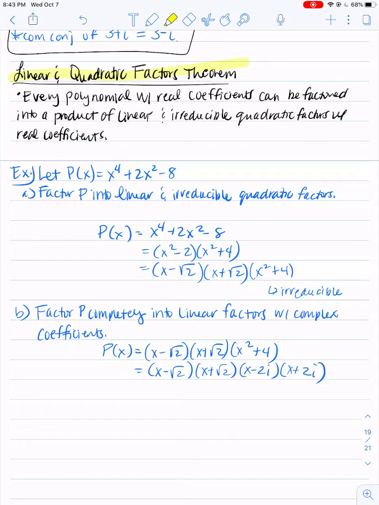So x fourth plus 2x squared minus 8 is going to be x squared minus 2 times x squared plus 4. And that's because we could do our u substitution again, where u equals x squared. And then that would be like u plus 2. Let me use a u instead of an x.